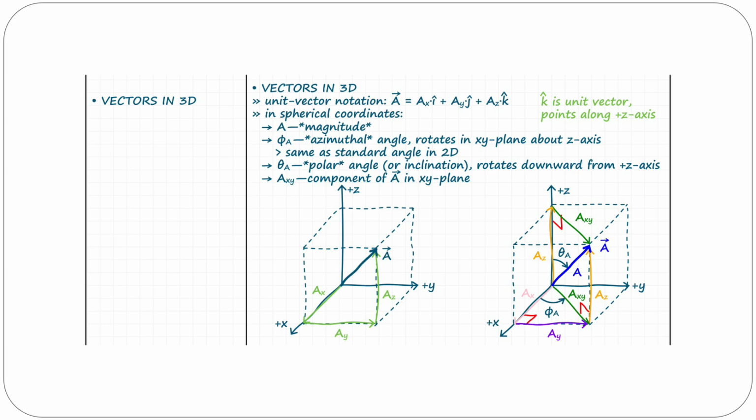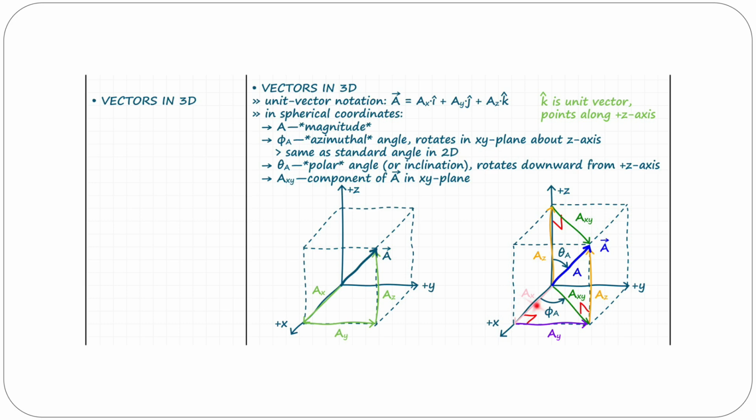Another method that we can use to define a vector in 3 dimensions is using spherical coordinates. Capital A here without the overhead arrow is the magnitude of vector A. Phi sub A is the azimuthal angle. That is the angle that rotates in the xy plane about the z-axis. That's the exact same way that we've been defining that standard angle for 2-dimensional vectors.